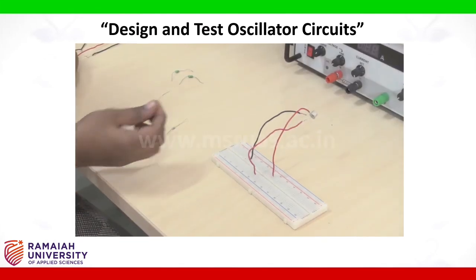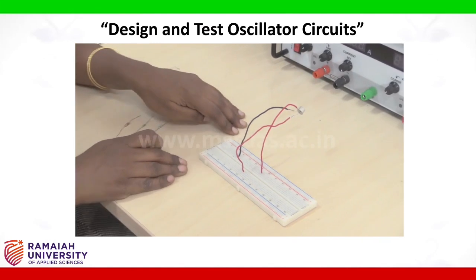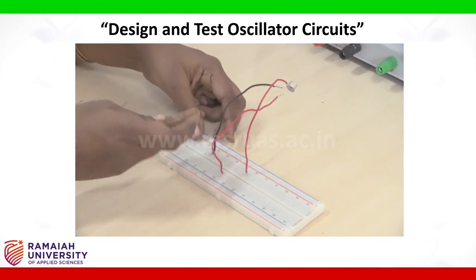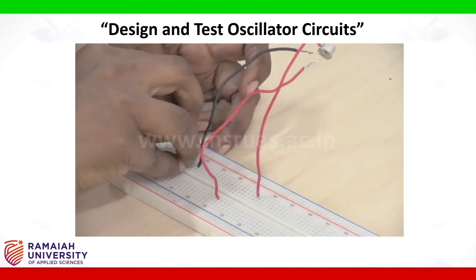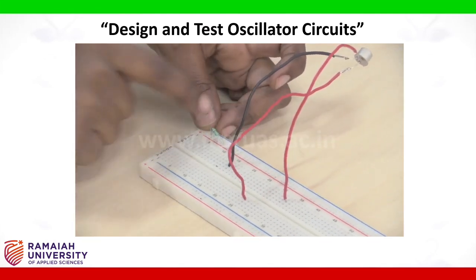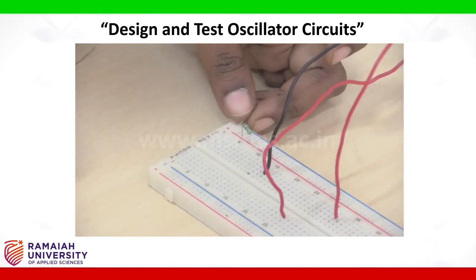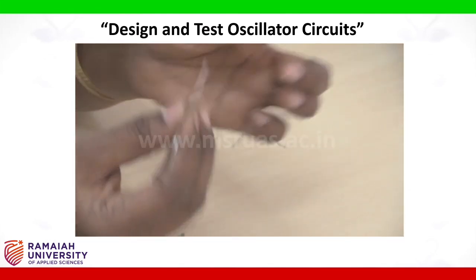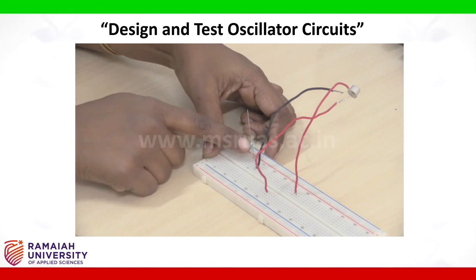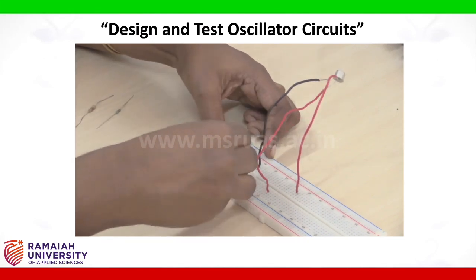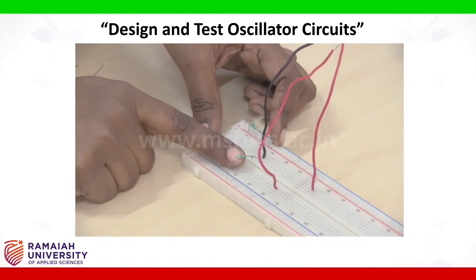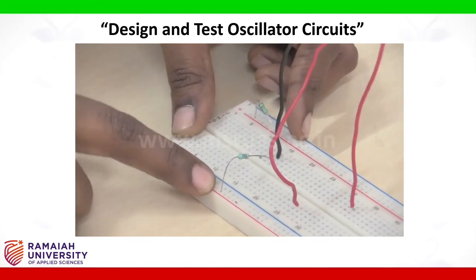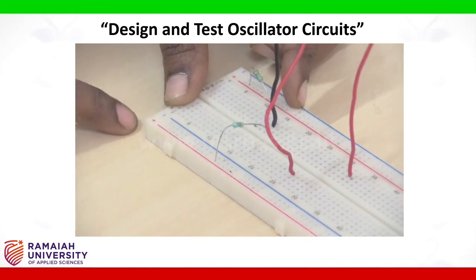Now take a 22 kilo ohm resistor, connect it from base to supply. So base to supply. This line we will use for supply. Next take a 4.7 kilo ohm resistor, connect from base to ground. So 4.7 kilo ohm resistor from base to ground. This wire we will use as ground.